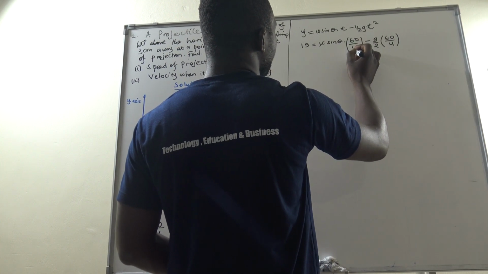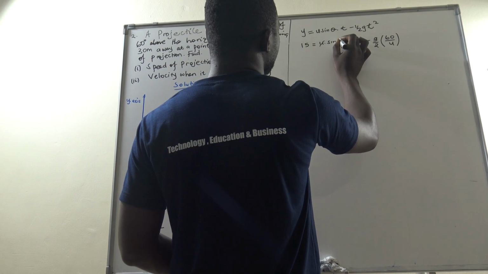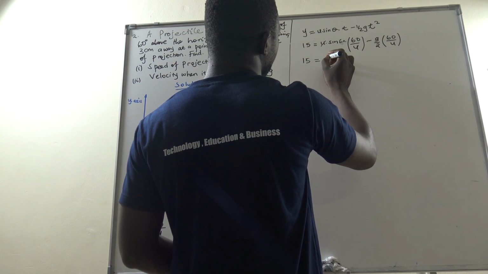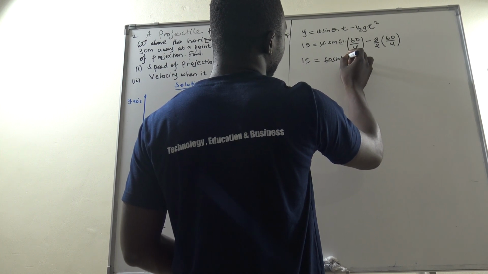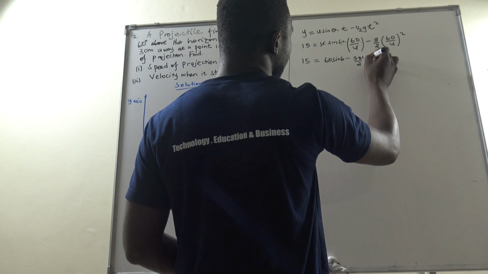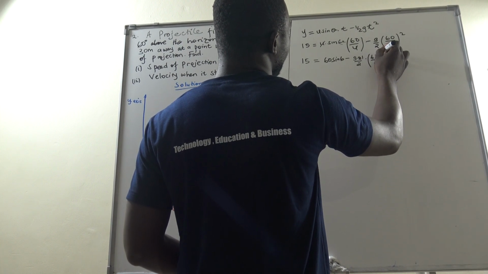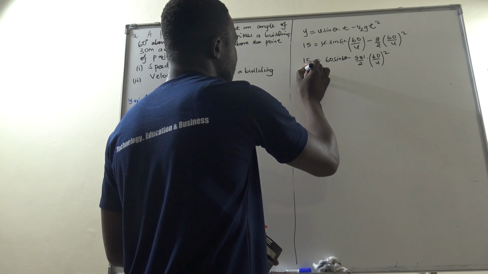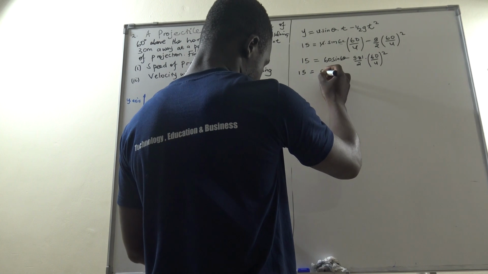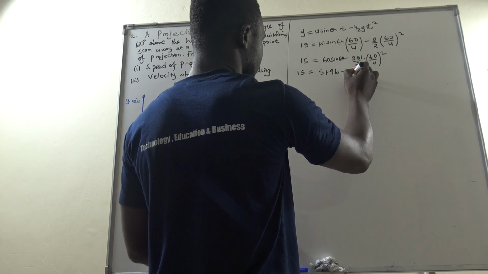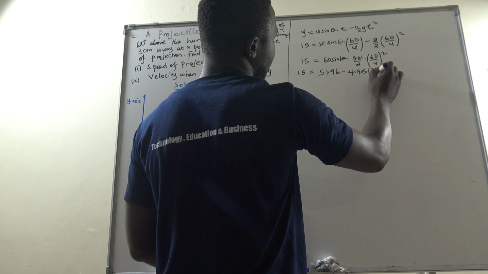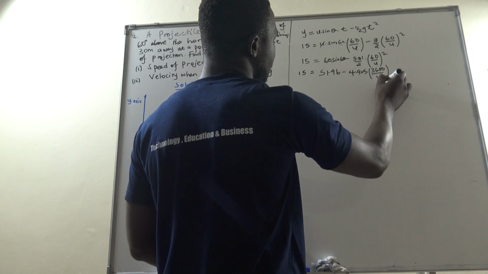Now this u cancels with this one, and this angle of course is 60. Therefore, 15 is equal to 60 sine 60 minus 9.81 divided by 2 times 60 out of u, the whole of it squared. Now let me compute slowly. 60 sine 60 gives me 51.96, minus 4.905 into 60 squared, which is 3600, out of u squared.